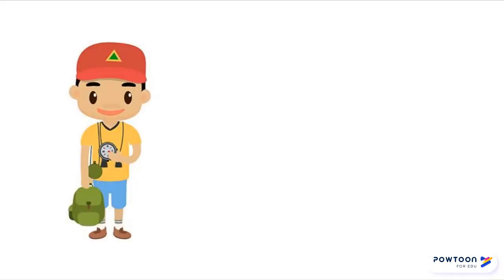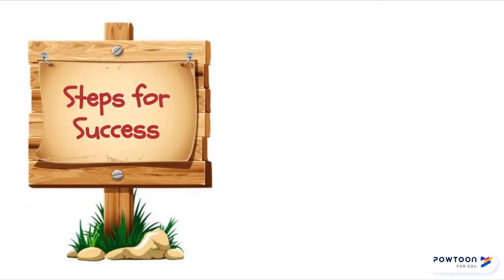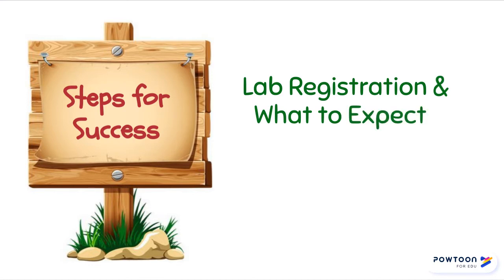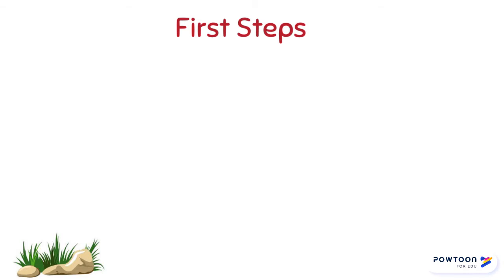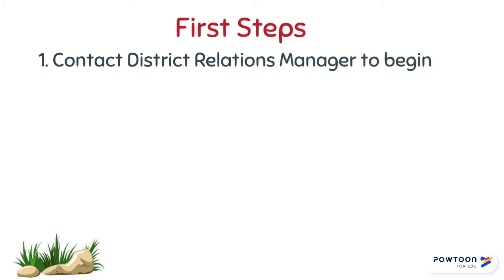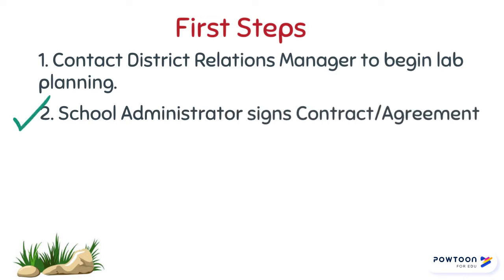Now that you have an overview of how to set up an FLVS elementary lab, let's take a look at what steps you will need to get your lab started and what to expect during the process. The first step to planning your elementary lab with Florida Virtual School is to contact your District Relations Manager, or DRM, to begin lab planning. Your school administrator then needs to sign the contract or agreement.